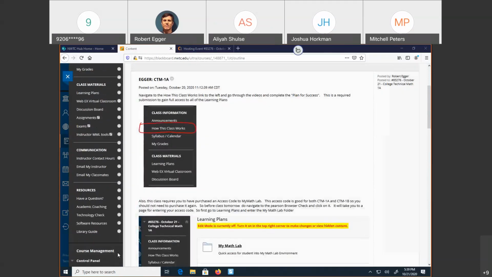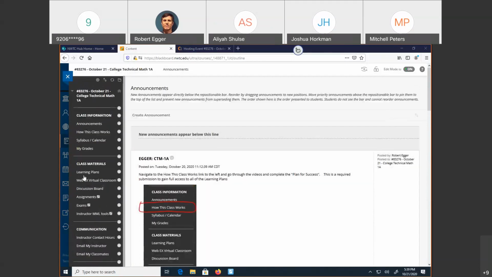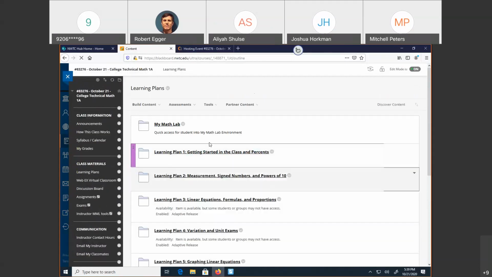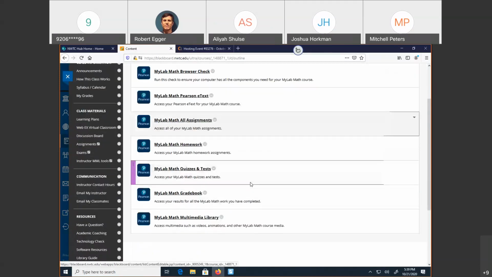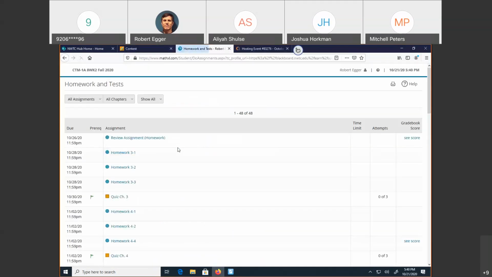Let's get back to where we were. A learning plan. Now, my math lab, this site is a real good one for you. It has access to everything. You don't necessarily want to go through your learning plan. If you hit on all assignments, it's going to bring up your assignments. It's going to have your due dates, and if you're past due, it'll basically say past due.